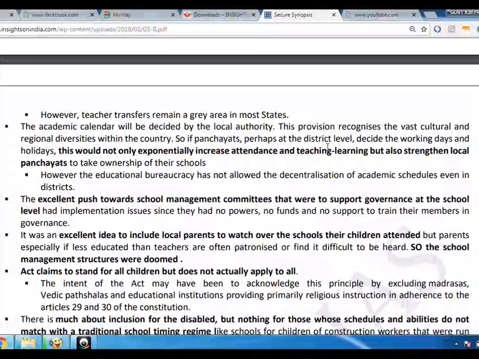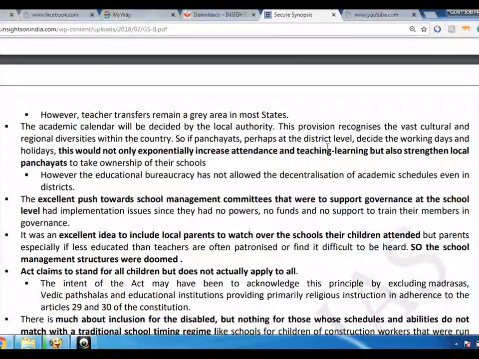So if panchayats, perhaps at the district level, decide the working days and holidays, this would not only exponentially increase attendance and teaching learning but also strengthen local panchayats to take ownership of their schools. However, the educational bureaucracy has not allowed the decentralization of academic schedules even in districts.